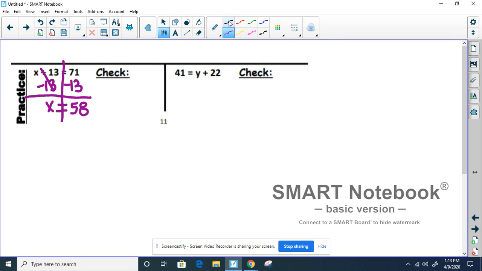In order to check this, what we can do is write our original equation, which is x plus 13 equals 71. We substitute in our solution over here, which is x equals 58. So wherever we see an x, we can put a 58. So 58 plus 13 should equal 71. And now remember, we really want to do this problem to see if it works. So 58 plus 10 is 68. 68 plus 3 is 71. So we have balanced our equation, so we know it's correct.